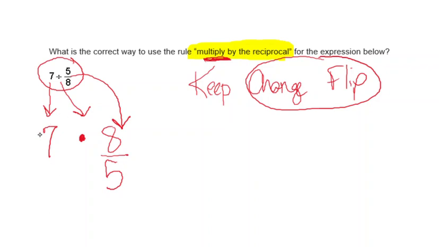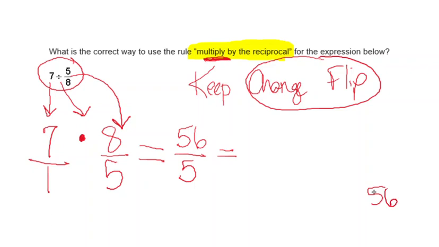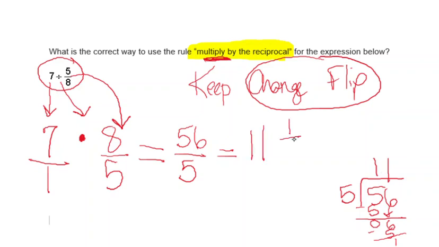So if I wanted to actually come up with the answer here, I would change my whole number to a fraction by putting it over 1 and then multiply straight across. 7 times 8 is 56. 1 times 5 is 5. And then I can divide 56 divided by 5. 5 goes into 5 one time. I get 0. Bring down my 6. 5 goes into 6 one time. I get 1. And then I can write my answer as a mixed number, 11 and 1/5.